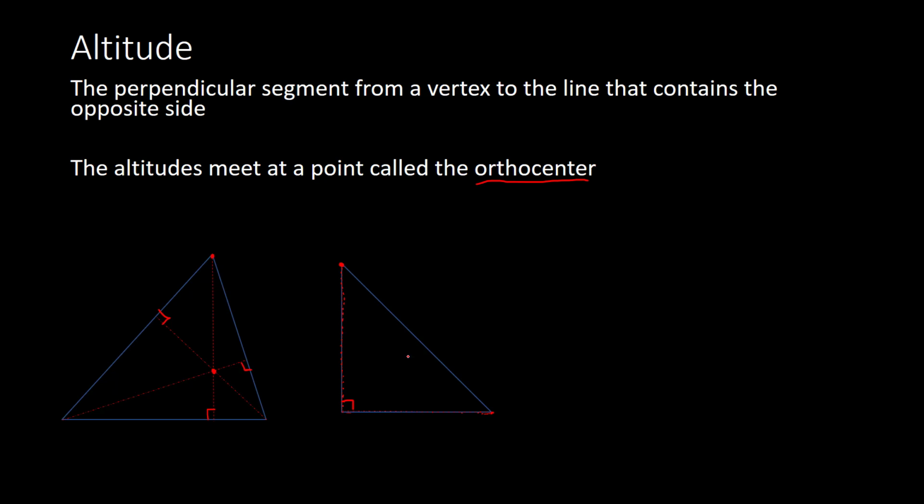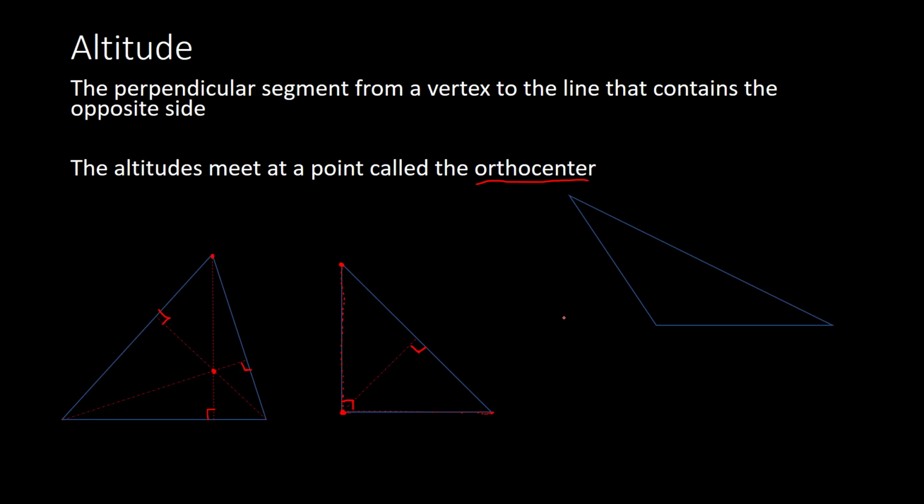And then for the other vertex, down here at the right angle, going up to the other side, right here is another 90-degree angle. And so for this one, all three altitudes meet, in this case, at the vertex right here at the right angle. So this vertex right there is where they all meet, and that is called the orthocenter.